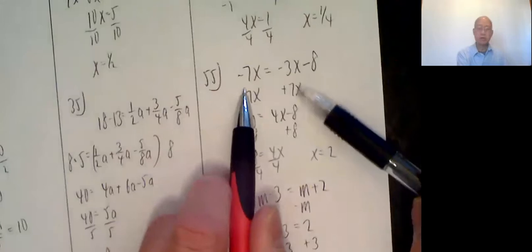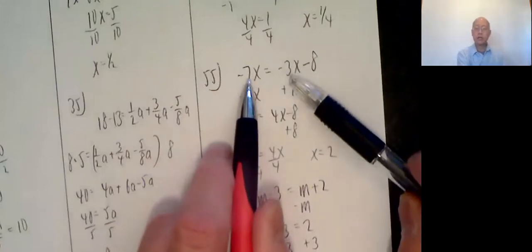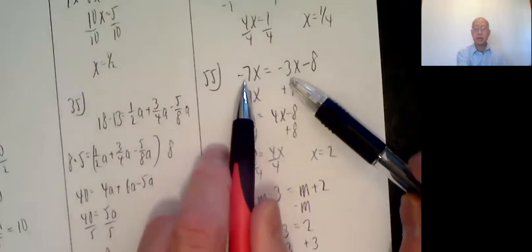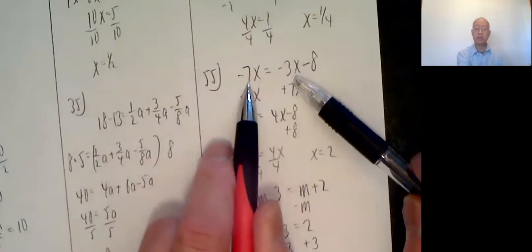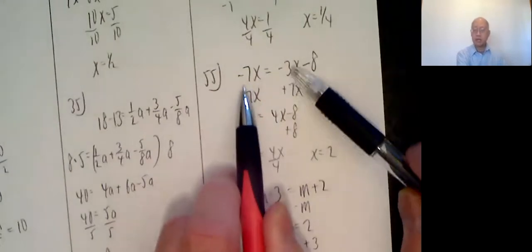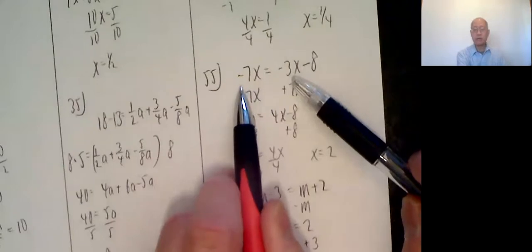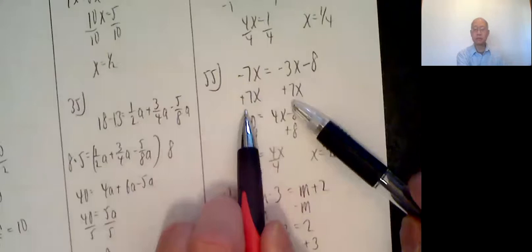55, negative 7x equals negative 3x minus 8. So you have x on both sides of the equal sign. So to clean it up, add x to one side or the other, but you prefer to have a positive coefficient. So if I were to add 3x to both sides, this would cancel, but you still have a negative coefficient for x. I'd rather have positive here, so I add 7x to both sides.